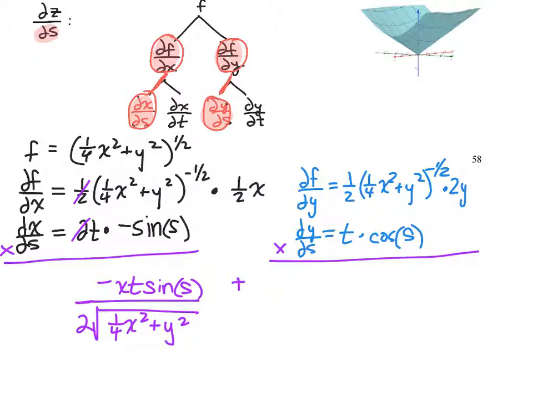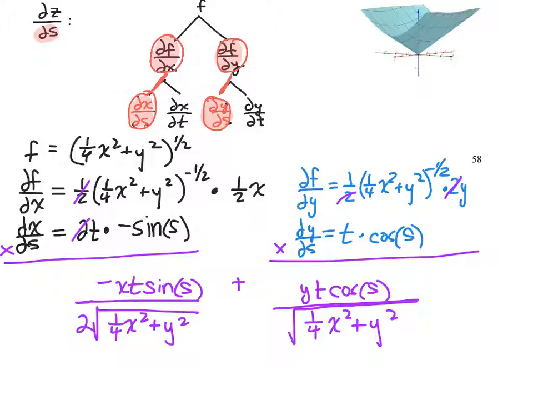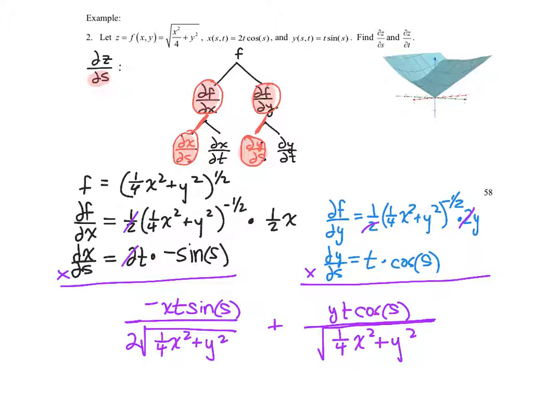The other one, same deal. The 2 and the 1/2 can go away. We're going to have a denominator of the square root of 1/4 x squared plus y squared, under a radical. And then everything else goes on top, so y t cosine of s. And I'll move that plus sign to a place that's a little more visually appealing. So those two together give you the derivative of z with respect to s.